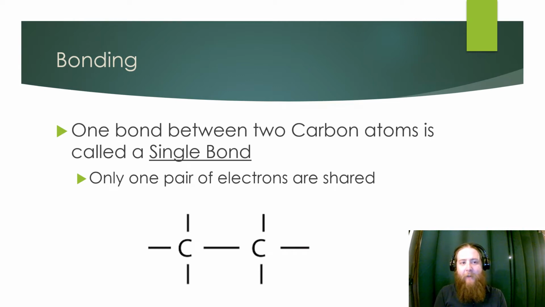So the first thing we need to talk about is bonding. And one bond between 2 carbon atoms or between any 2 elements is called a single bond. And in this, only one pair of electrons is being shared. It is important to note, however, here that there are 2 electrons being shared here, one from each carbon atom. They're making this bond, so this carbon has partial ownership of these 2, and this carbon has partial ownership of these 2 as well. This is what creates this bond. In a single bond, they're just sharing 2 electrons.